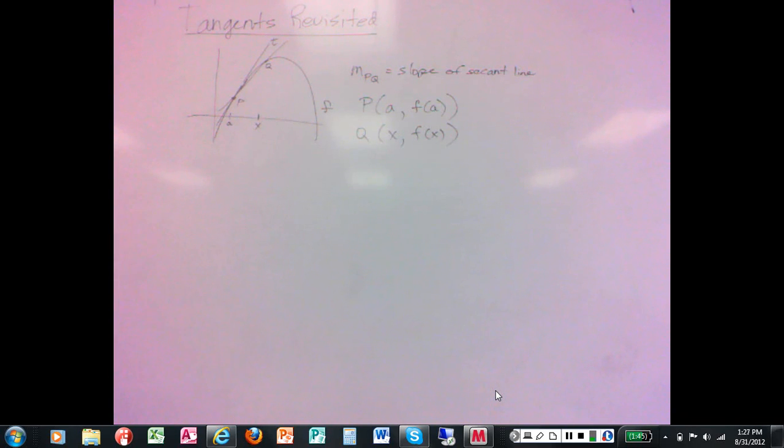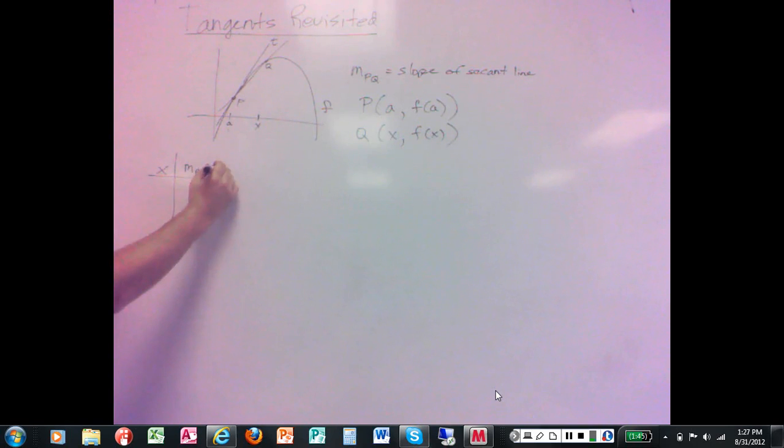The way we did it before, though, was using a table. We set up a table, and we let the x value vary as we got closer. Say a was 1, then we let x come in closer and closer to 1: 1.01, 1.001, and so forth. And we set up our table and did MPQ.